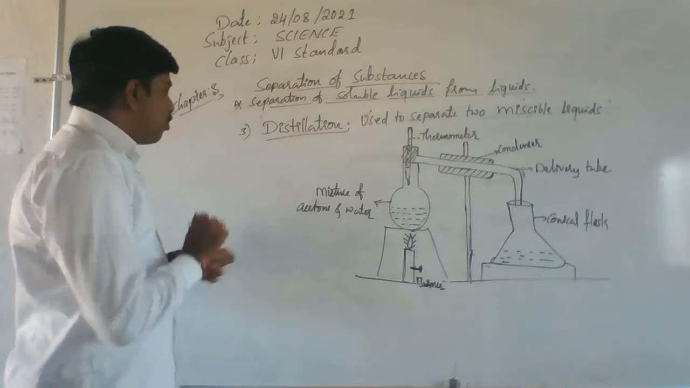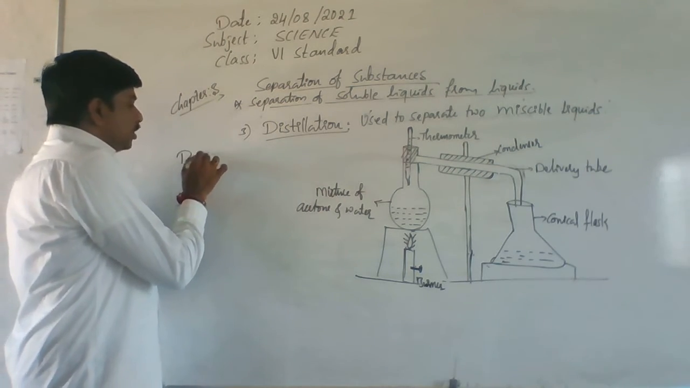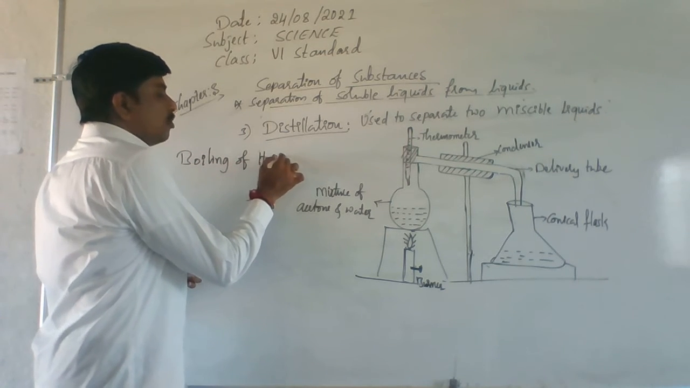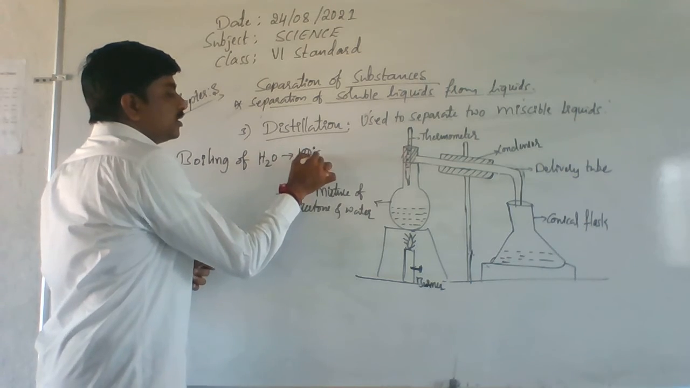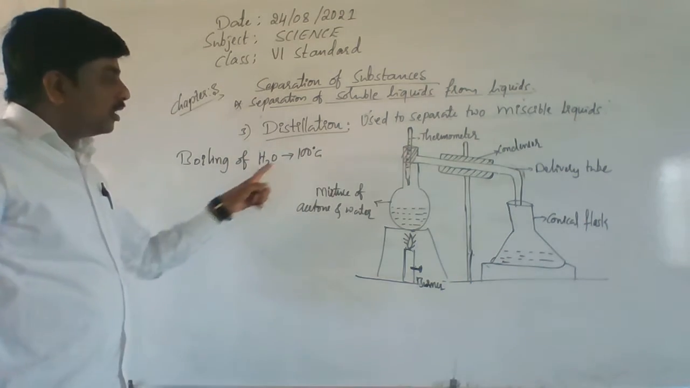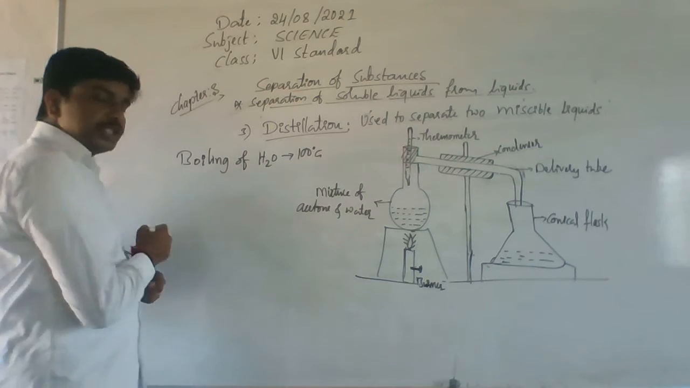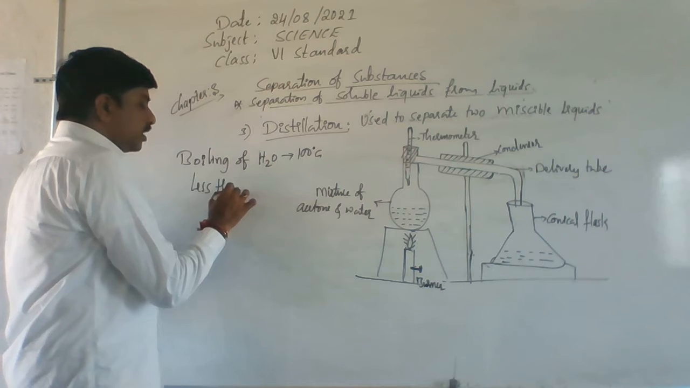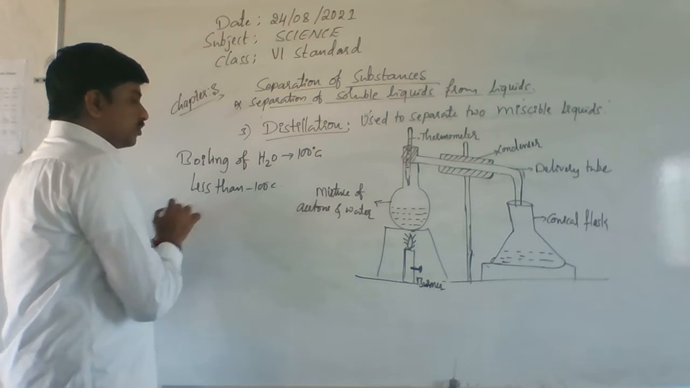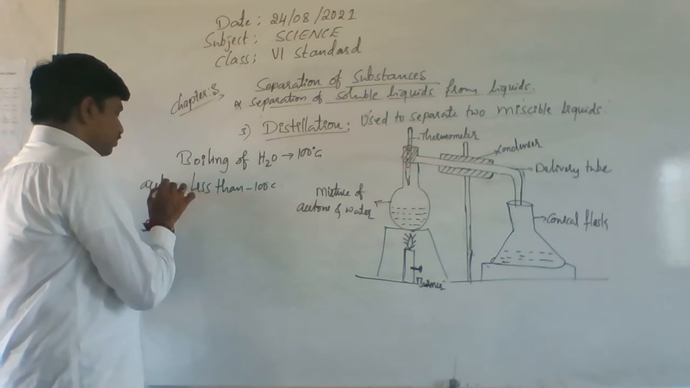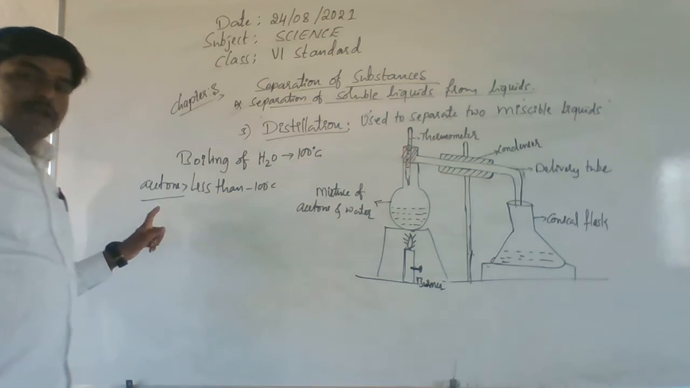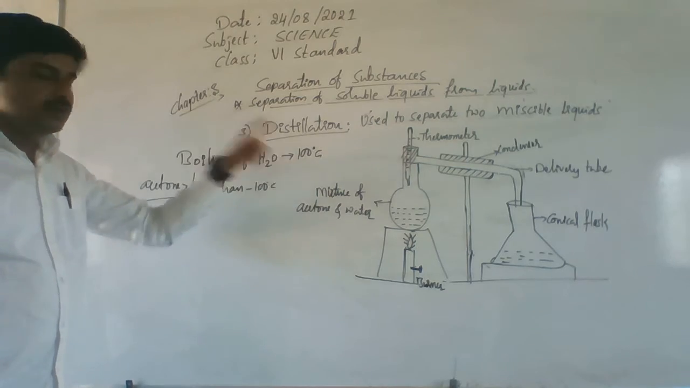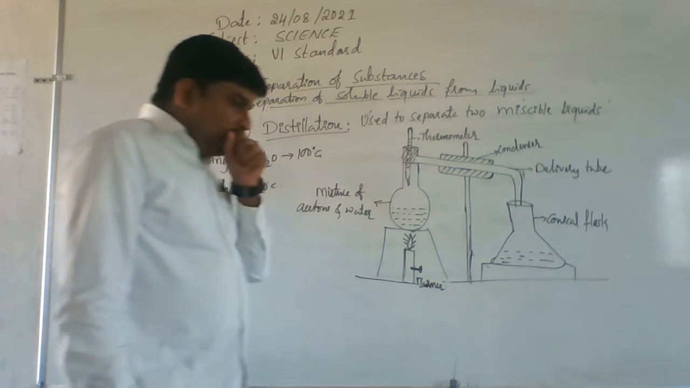You already know the boiling point of water. Do you know how much it is? It is 100 degrees Celsius. And the boiling point of acetone is less than 100 degrees Celsius. Understand? The boiling point of acetone is less than 100 degrees Celsius, and the boiling point of water is 100 degrees Celsius.